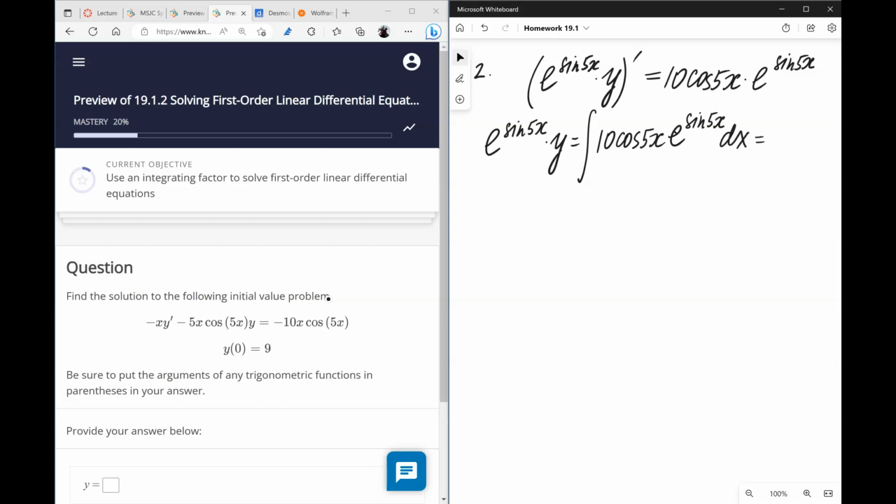And the following substitution will give you the right answer. So if we just let t be equal to 5x, we're going to be able to work it all out. So we have, actually not 5x, t should be equal to sine of 5x here.